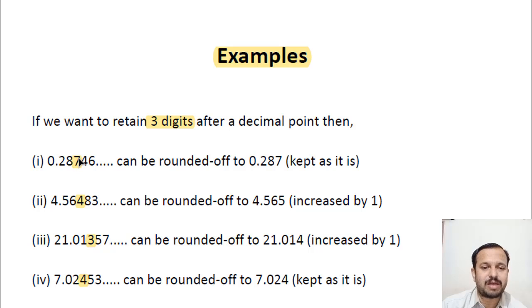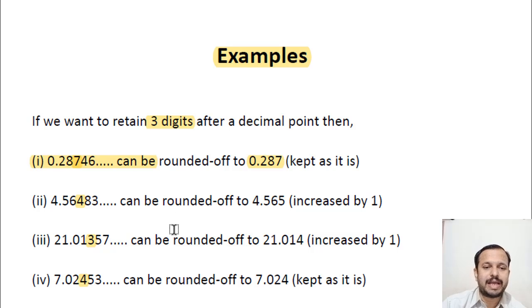Therefore, we shall keep 7 as it is. So after rounding off this number, we will have only 0.287. You can observe here that the digit next to the last digit is 4, which is less than 5. So we have to keep the last digit as it is, that is 7. So the rounded off number is 0.287. This is an approximate, rounded off value of the given number. So this is example number 1 completed.